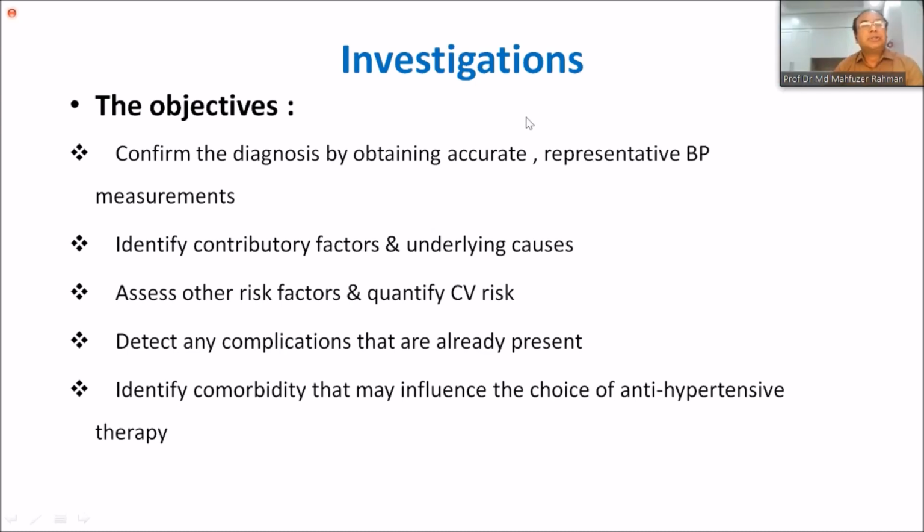The objectives of investigation: to confirm the diagnosis by obtaining accurate representative blood pressure measurements, identification of contributing factors and underlying causes, assessment of other risk factors and quantification of cardiovascular risk, detection of any complications that are already present, and identification of comorbidity that may influence the choice of antihypertensive therapy. These are the objectives of planning of investigations of a hypertensive patient.